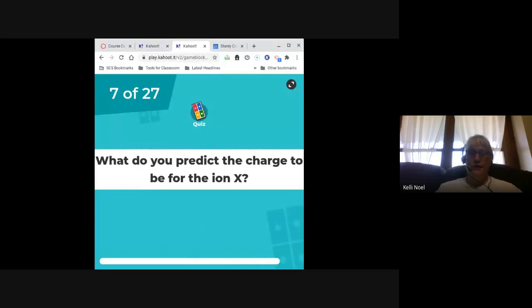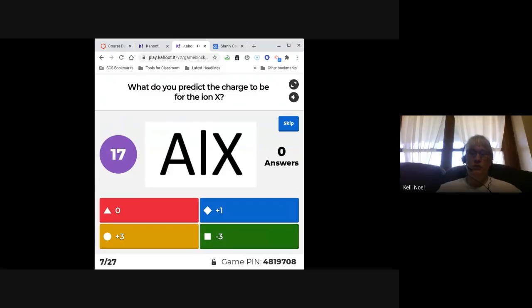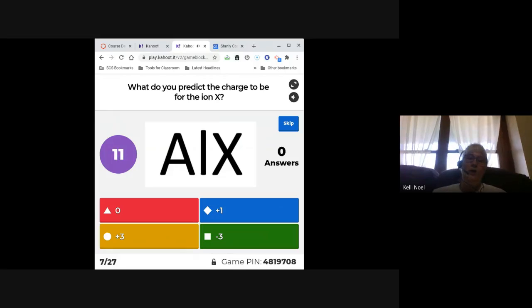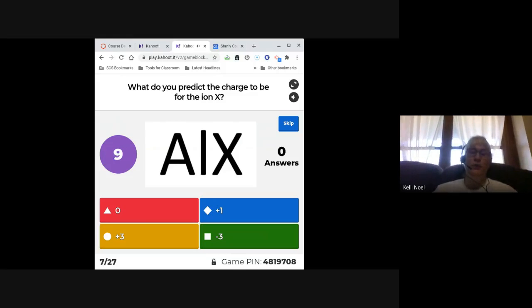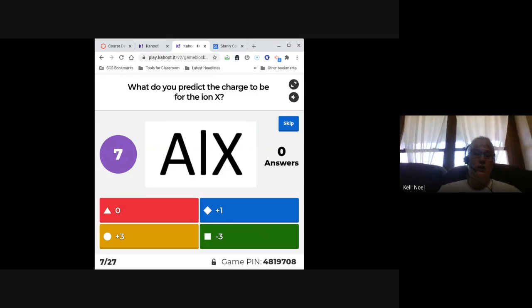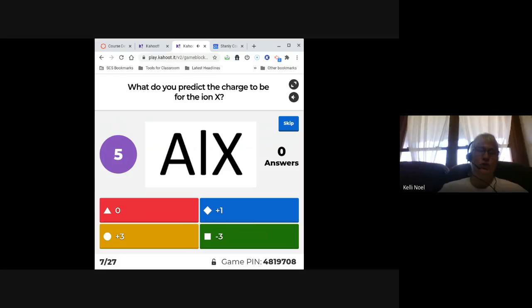All right, we're predicting again a charge. And this one's going to be a little bit harder because you need to know Al is aluminum. You need to know aluminum's charge in order to predict X's.